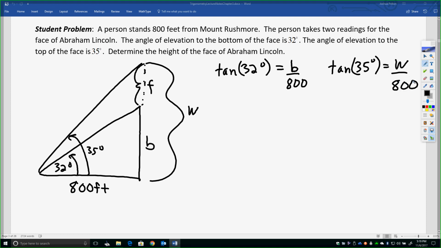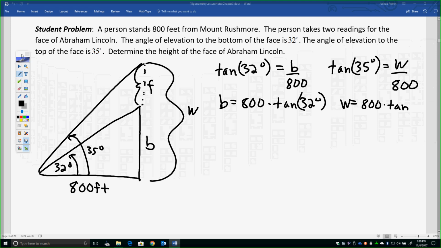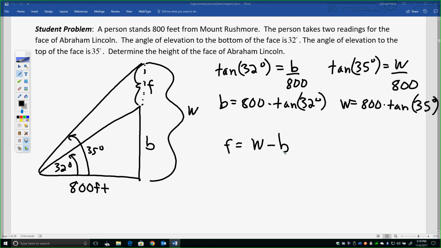So you multiply each side of the equation by 800. You're going to get B equals 800 times tan of 32 degrees, and W equals 800 times tan of 35 degrees. Okay, but we don't want B or W, we want F. And F is equal to the whole thing minus B.